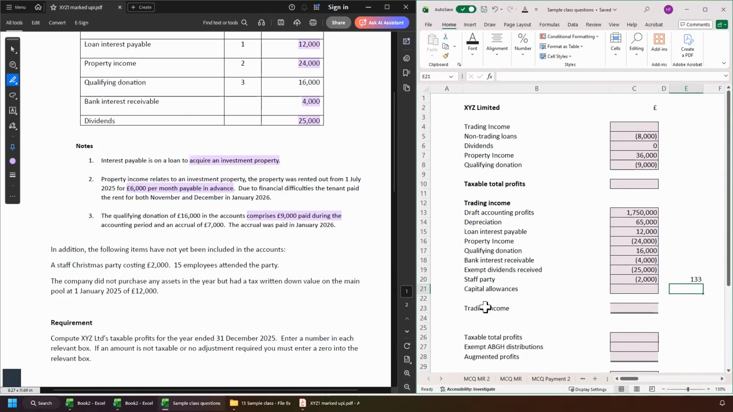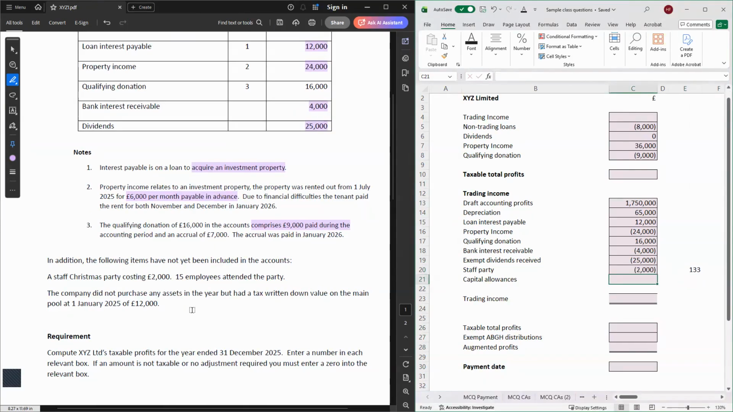And then the next one, the company did not purchase any assets in the year, but it had a tax written down value on the main pool of 1st of January 25 of £12,000. So it hasn't purchased any assets in the year, which means there won't be any AIA or first year allowances available, but it will be able to claim 18% allowances on the main pool balance brought forward. So the capital allowances due will be £12,000 times 18%, which is £2,160.